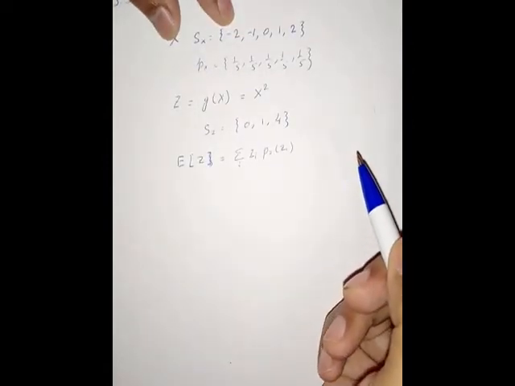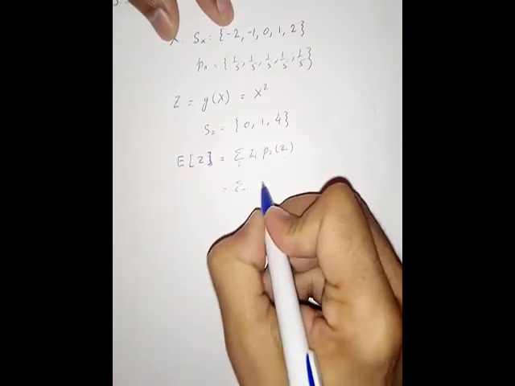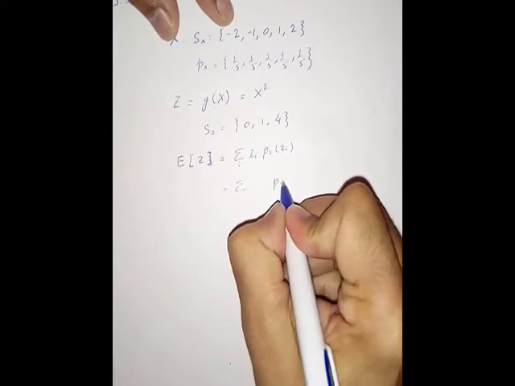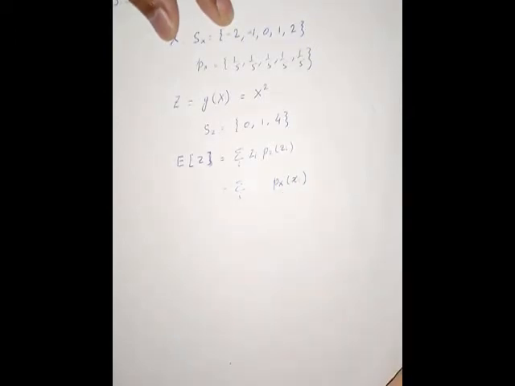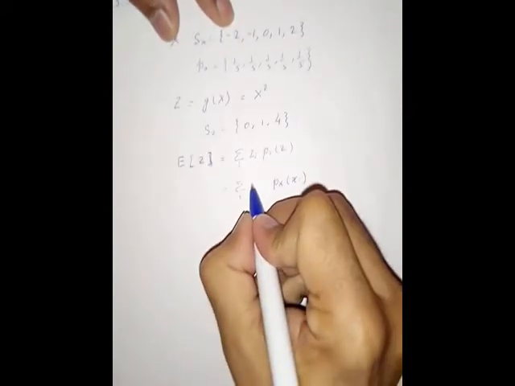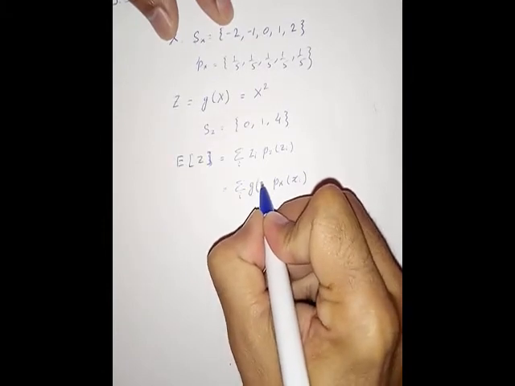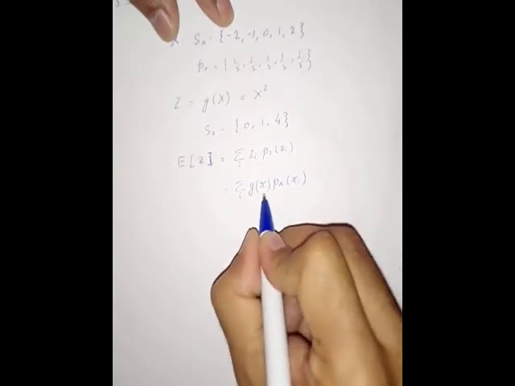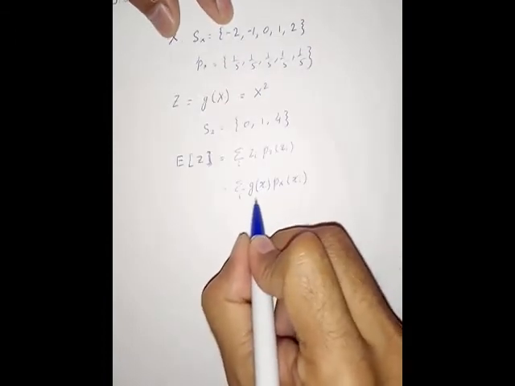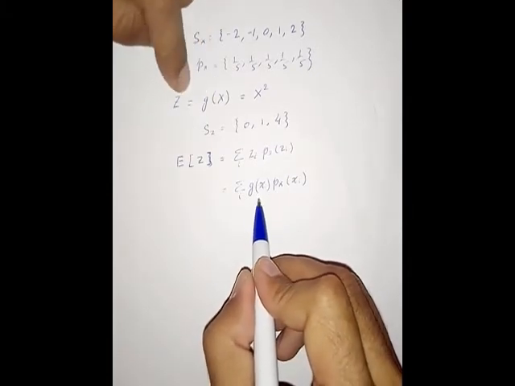It turns out that there is a way, and that is by using the PMF of x. Taking all possible values of x, we can find the expected value of z by multiplying all the values in the PMF of x by the function of x, the same function that generates z.